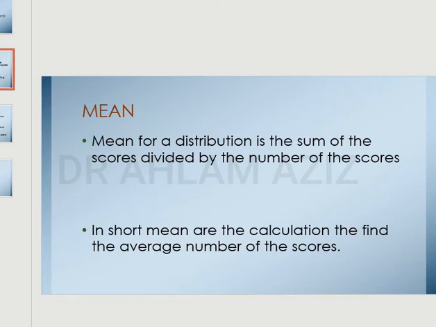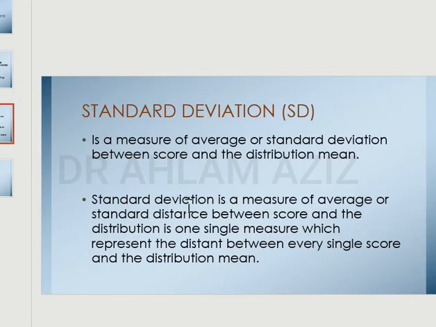Besides the mean, if we want to calculate the mean, we also have to analyze the standard deviation, because mean and standard deviation must come together. So standard deviation is a measure of the average or standard distance between the scores and the distribution mean. It is a single measure which represents the distance between every single score and the distribution mean.